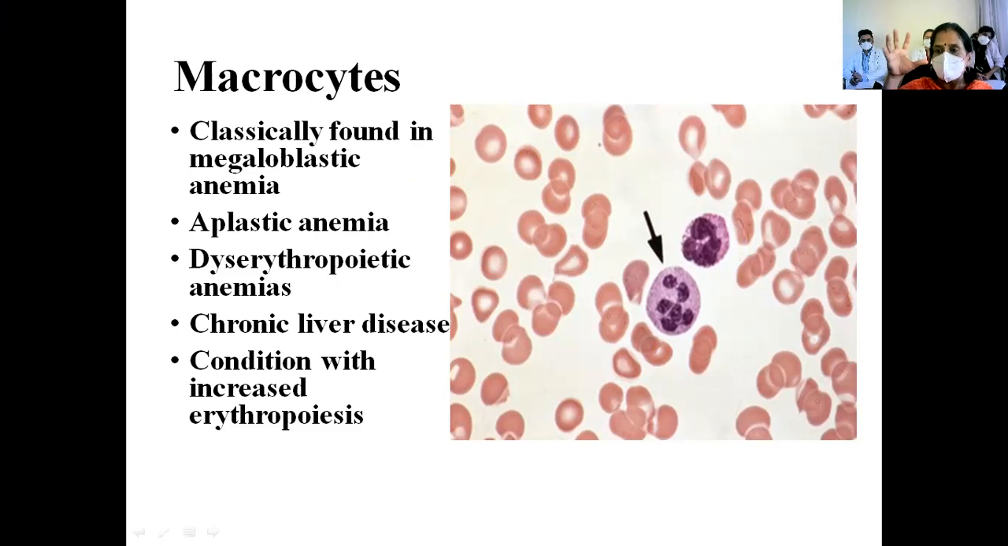Bone marrow will show large erythroblast RBC precursors. We call them megaloblasts. Aplastic anemia is another cause, but in aplastic anemia, you said the macrocytes are.